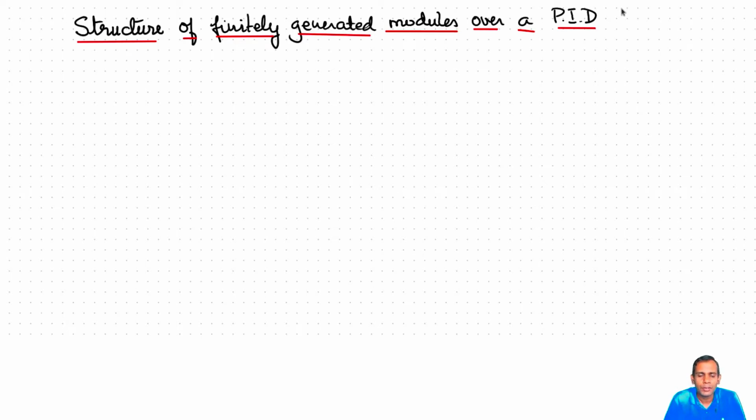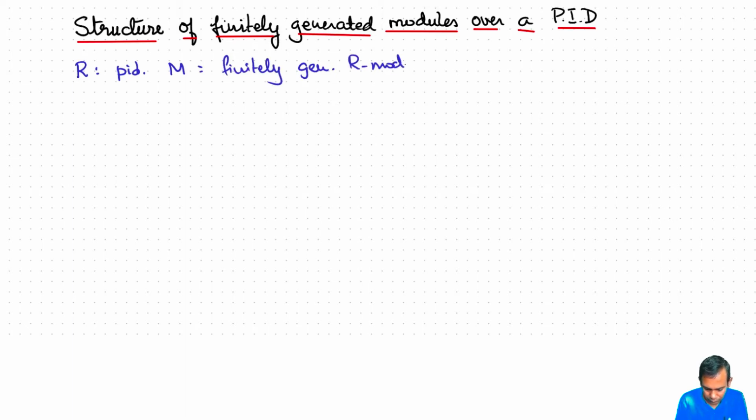We are now in a position to prove the structure theorem for finitely generated modules over a principal ideal domain. So let R be a principal ideal domain, and suppose M is a finitely generated R module. So we can assume that M is generated by some finite set of elements, say x1, x2, ..., xn for some positive integer n.